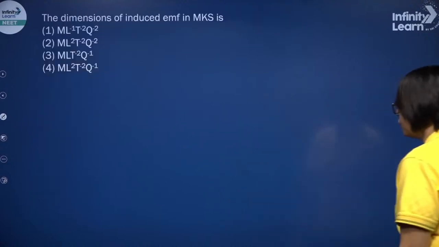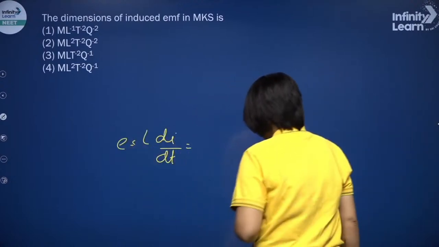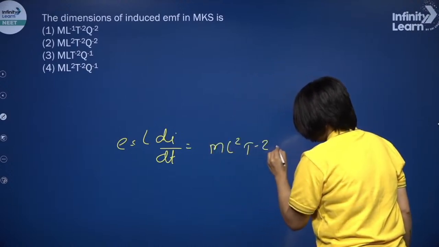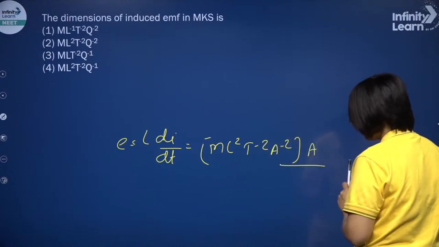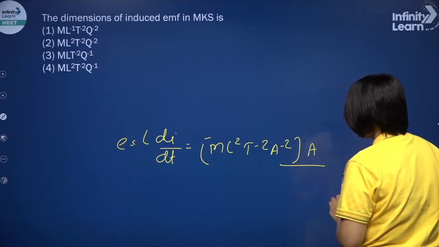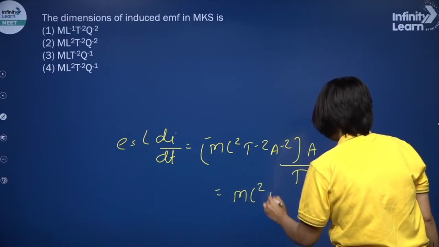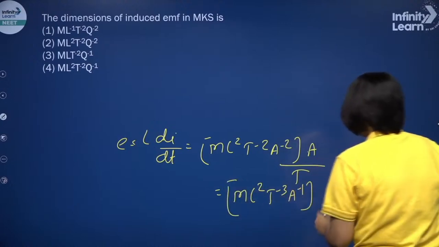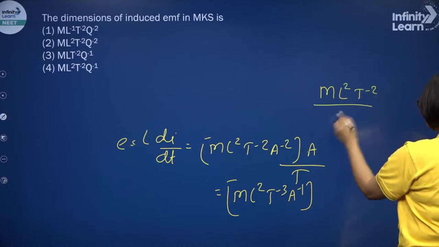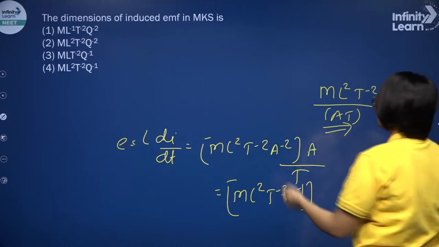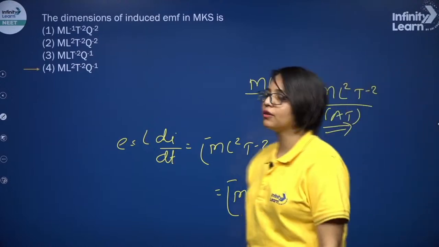Next is this one. The dimension of induced EMF is? Induced EMF is given by L di by dt. Dimension of L is M L square T minus 2 A to the power minus 2, and di by dt is ampere upon time, where A is the current and T is time. So this will give you M L square T minus 3 A to the power minus 1. We need to find it in the MKS system. So this is M L square T minus 2 upon A into T. A into T will give you Q, charge. So this will be M L square T minus 2 divided by Q. So this is M L square T minus 2 Q inverse, which is option 4.